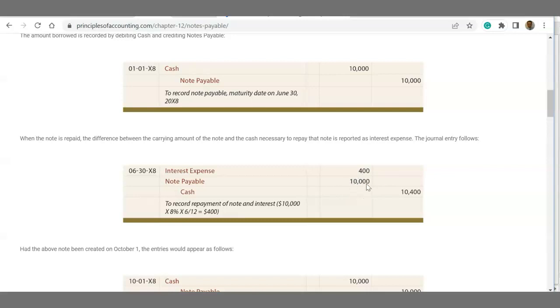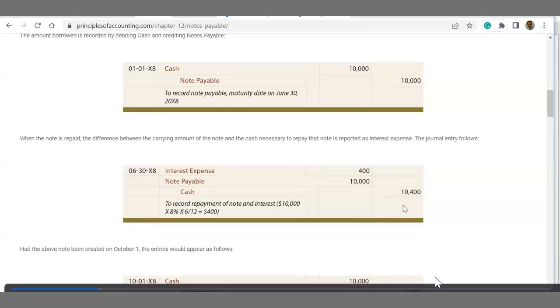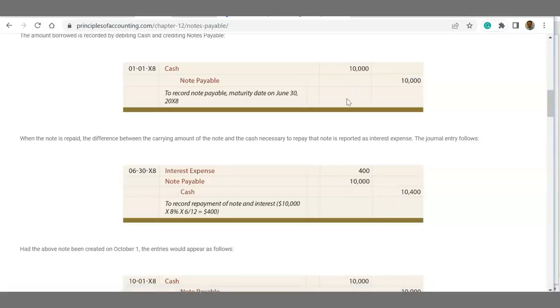Note payable will be closed, which is a debit, and cash will be credited to write a check for $10,400 to pay this liability. And this can be done this way because there is nothing in between of these 6 months where we prepare financial statements.